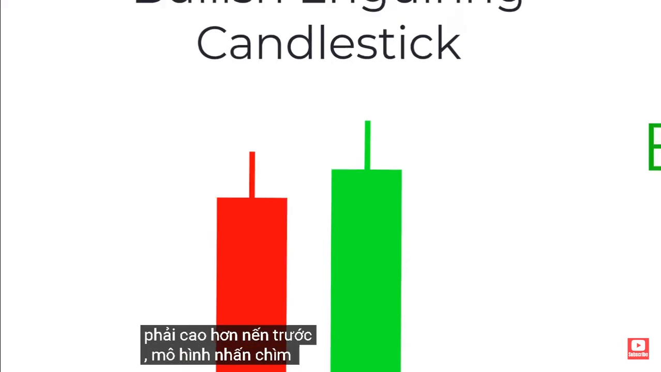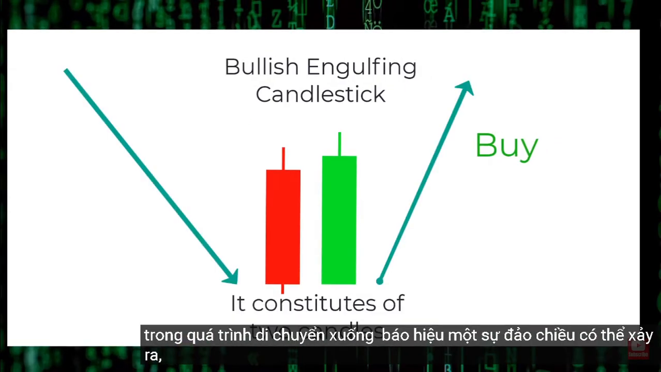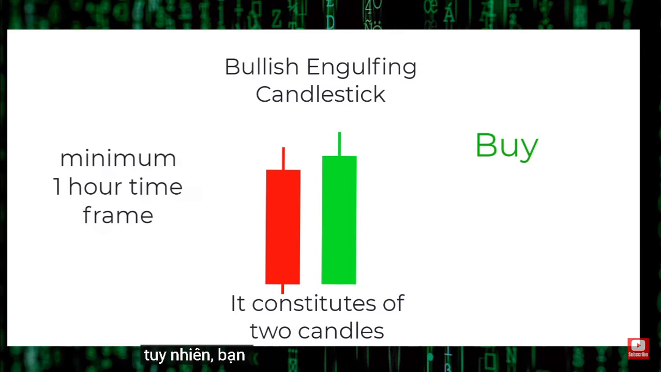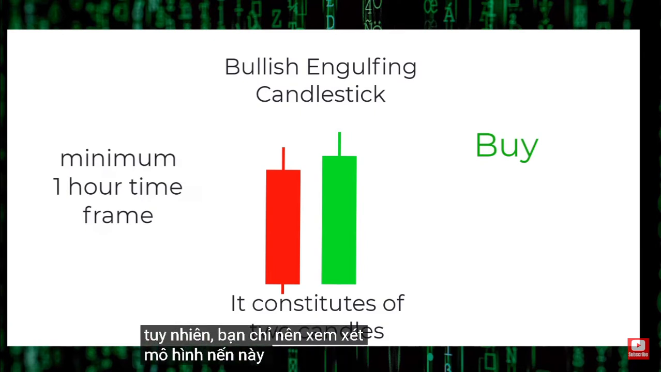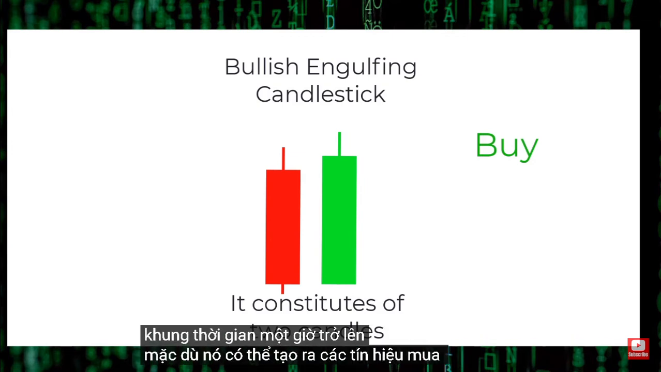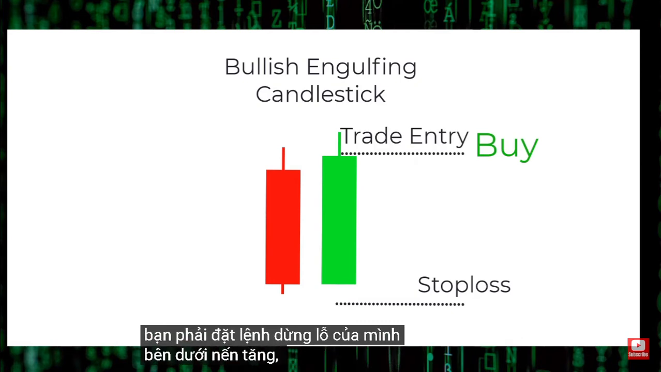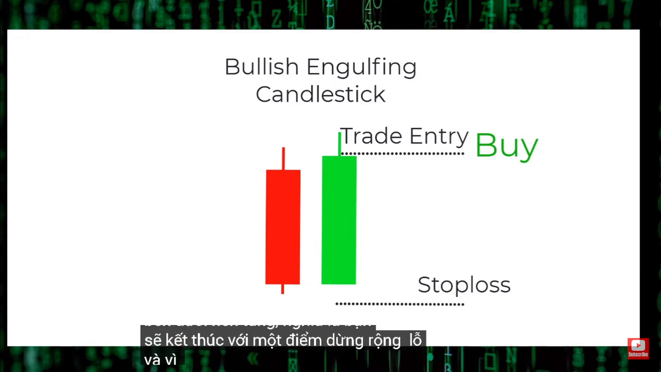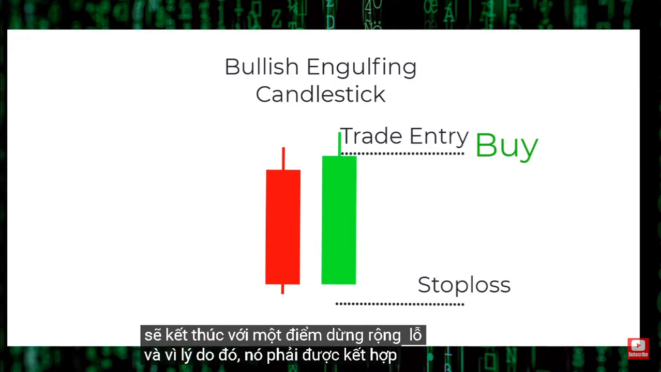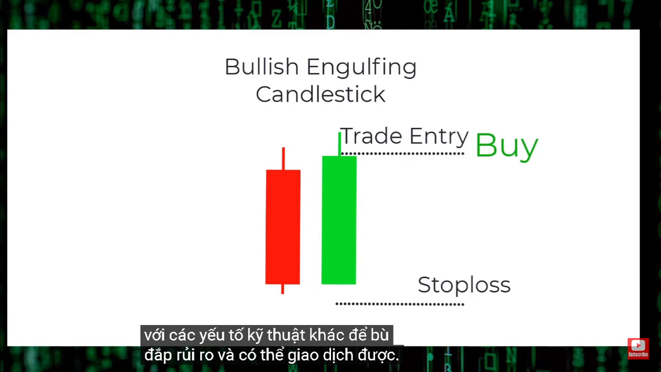The bullish engulfing pattern shows up during a down move, signaling a possible reversal. Nevertheless, you should only consider this candlestick pattern if it forms on the 1-hour time frame and above. Although it can produce powerful buy signals, you must place your stop loss below the bullish candle, which means you will end up with a wide stop loss. And for that reason, it must be combined with other technical factors to offset the risk and become tradable.